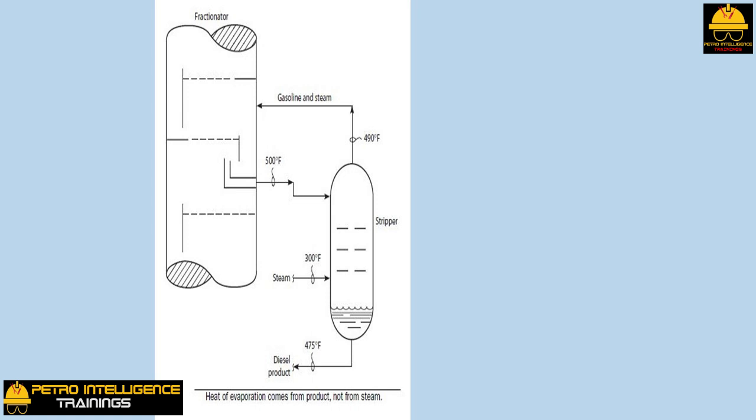The diesel oil product drawn from the fractionator column is contaminated with gasoline. The stripping steam mixes with the diesel oil product on the trays inside the stripper tower. The steam reduces the hydrocarbon partial pressure and thus allows more gasoline to vaporize and to escape from the liquid phase into the vapor phase.